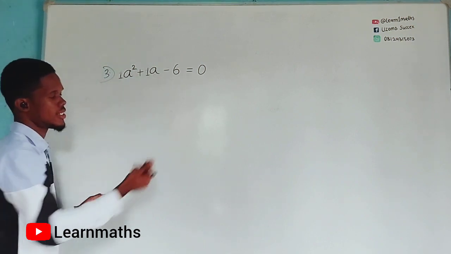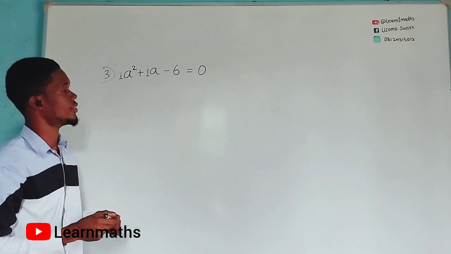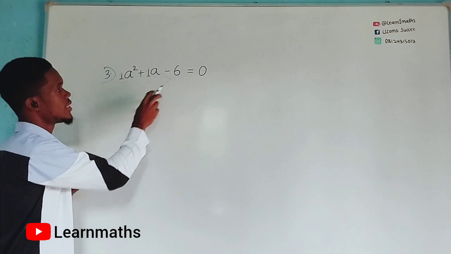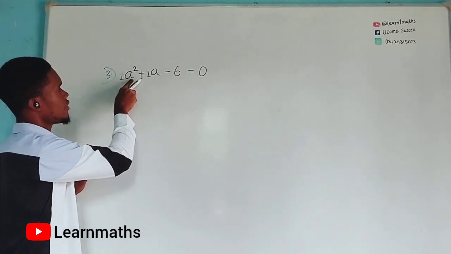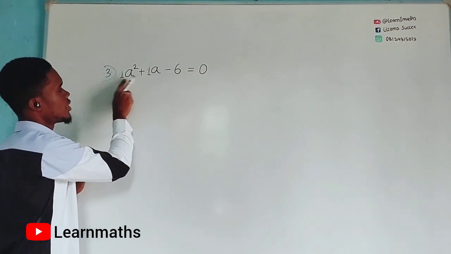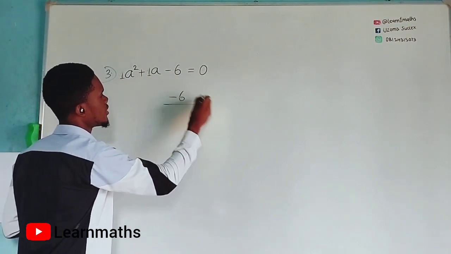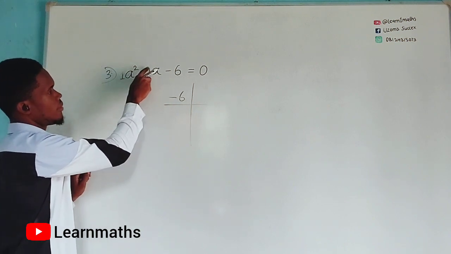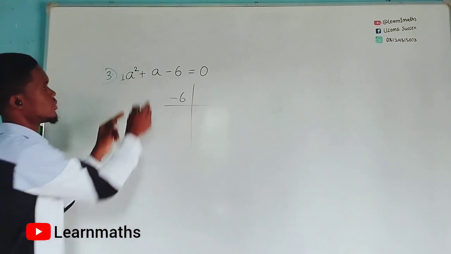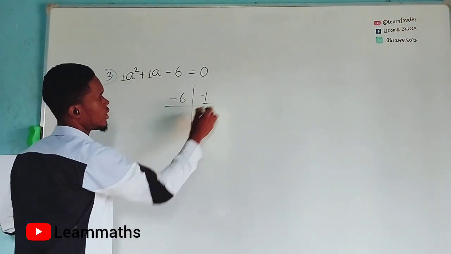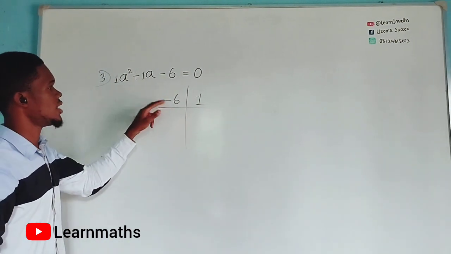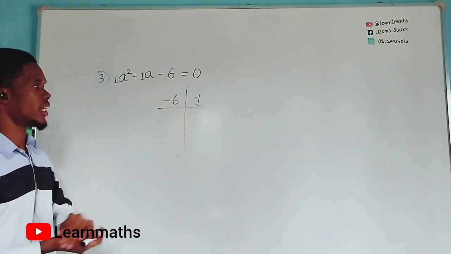Okay, that aside, let's proceed to factorize this quadratic equation. The first step, as usual, is to multiply the last term with the first term, right? The last term here is minus 6, and the coefficient of a squared is 1. So negative 6 times 1 is negative 6, right? Then what's the coefficient of the middle term? It is 1. Even if you don't see any number there, know that it is 1. So now you look for two numbers that when you multiply them, give you negative 6, and when you put them together, give you 1.